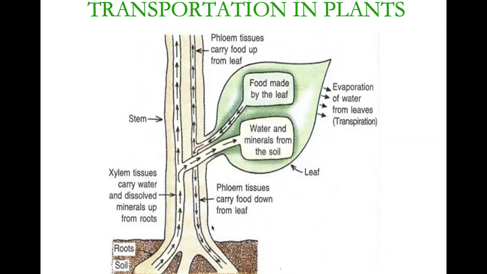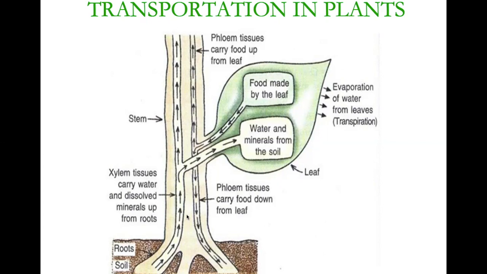What does the phloem do? It carries the food from the leaves. The leaf is a place where the food is made, and this food is then carried into the phloem. The direction is bidirectional. Either the food can go up or down.